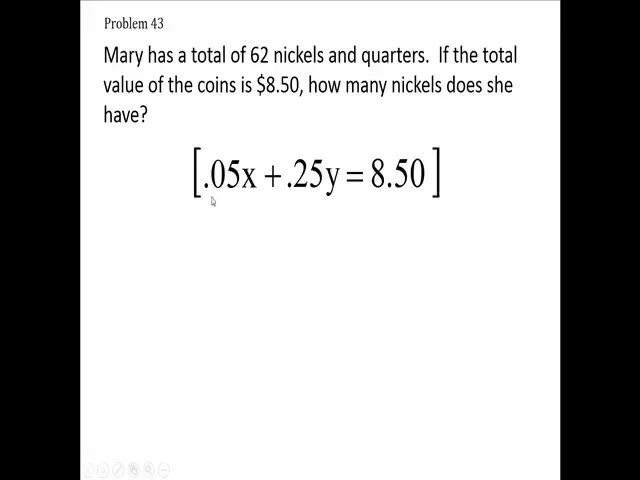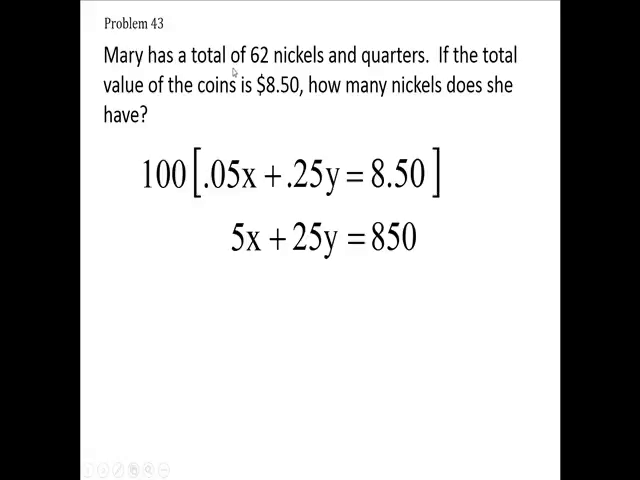Now, if you don't want to have 0.05 and 0.25 and 8.50, you could multiply everything by 100. 100 times 0.05 is 5. 100 times 0.25 is 25. And 100 times 8.50 is 850. What we're really doing when you multiply by 100 is moving the decimal place 2 places to the right on each of these. So we have 5x, 25y, and 850. All right, so this is my first equation.